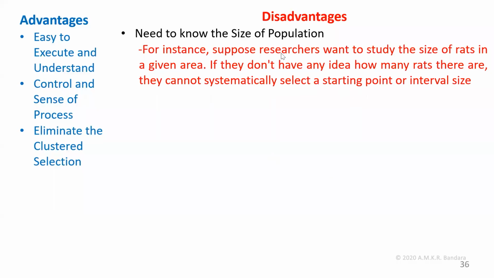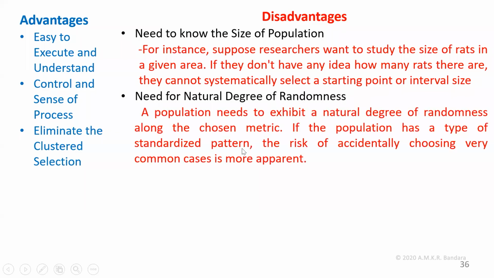Disadvantage: we need to know the population size. In order to find the sampling interval, we need to know the population size in advance. In cluster sampling, we don't need to know the population size. Another disadvantage is the need for natural randomness.